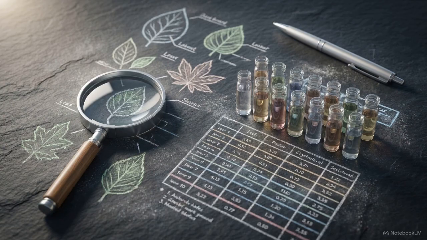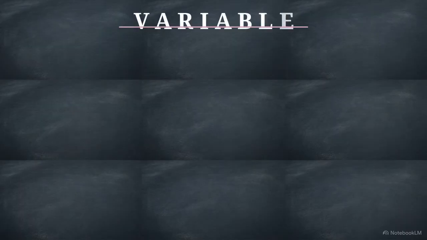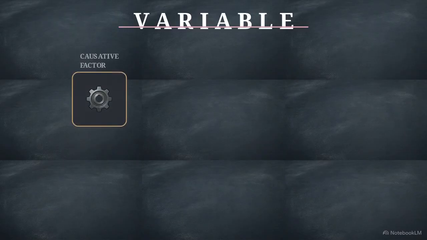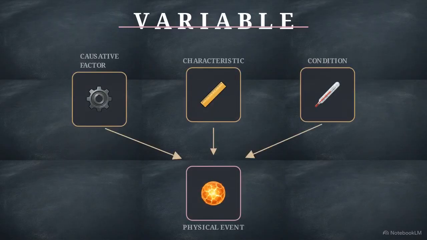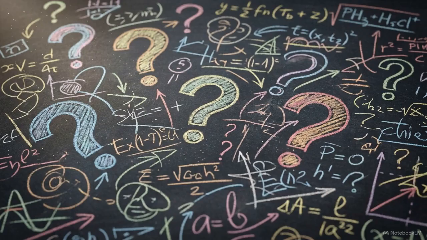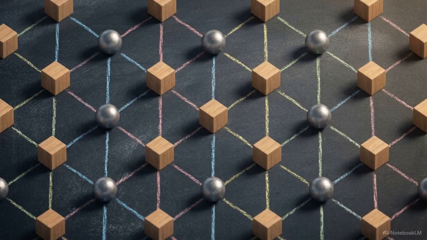To identify those triggers, we rely on scientific study. This is an organized, empirical process of investigation designed to map out these specific links. Central to this process is the identification of variables. A variable is any causative factor, a characteristic or condition that possesses a relationship with a physical event. Without a systematic way to measure these variables, our observations are just guesses. The scientific method provides the framework required to explain the mechanics of our physical reality.